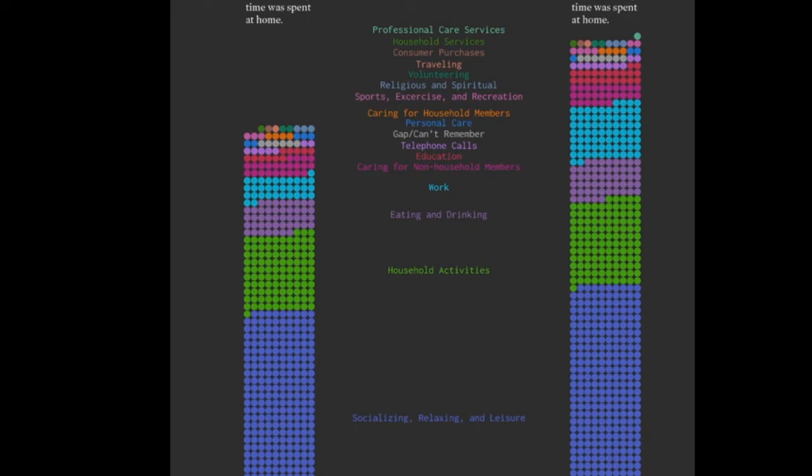But people spent most of their time socializing, relaxing, and leisure, quite a bit of time on household activities, eating and drinking, work, and then way up at the top, things like professional care services, purchases, traveling, not much traveling at all. So another really interesting one, and it's pretty even across the 2 years. Those activities don't look to have changed very much.